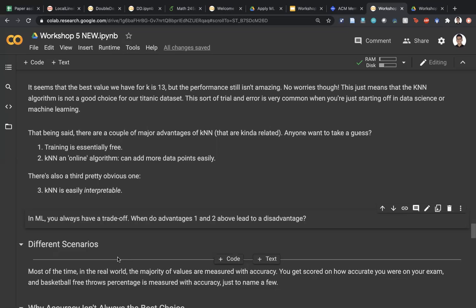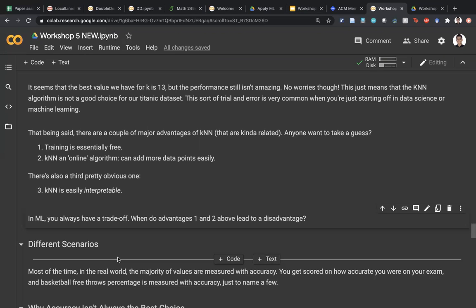But that being said, you always have a trade-off in machine learning. Because training is essentially free, when you're predicting, that's when you might have a problem. Because in KNN, when you're trying to predict on a new data point, to find the k nearest neighbors, you have to look at all the data points in your data set. And note that that's not something you would do in, let's say, a neural network, or logistic regression. Once you've got your optimal set of weights, you don't even care about the training data anymore.